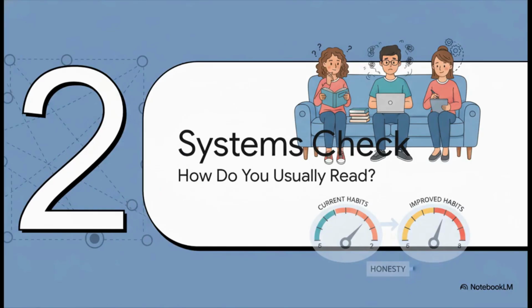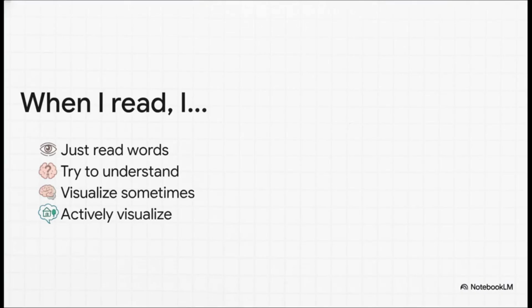Okay, so let's do a quick systems check. This is really just a chance to be honest with yourself about your current reading habits. Look at the options in your workbook. Which one of these best describes how you normally read? There's no right or wrong answer here, just be honest and check the box that fits you best.